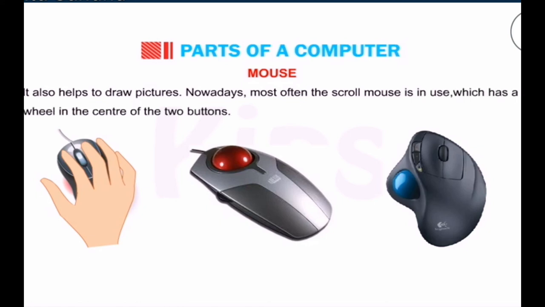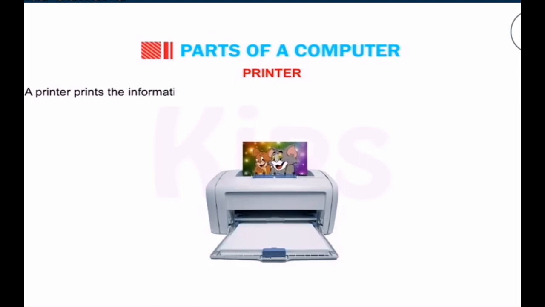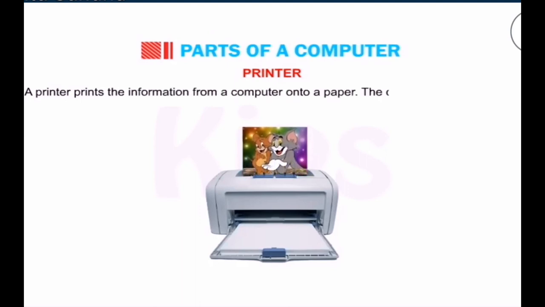Yes, you can see. What is this? This is a printer. A printer prints information from a computer onto paper. The output on paper is called hard copy. Let's move to the next segment.